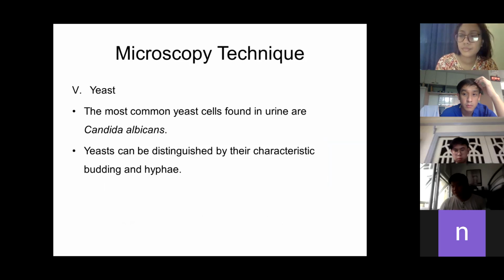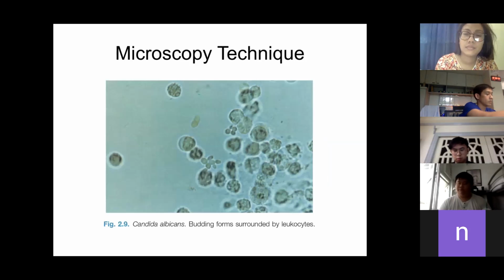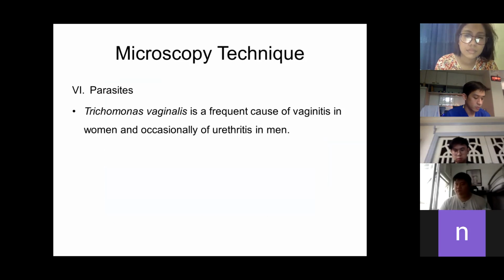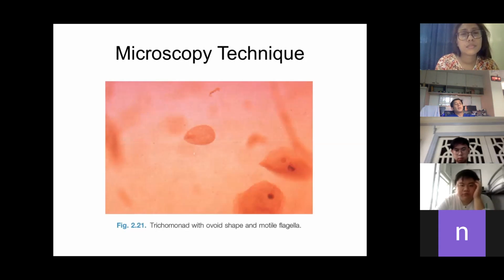For yeast, the most common yeast cells found in urine are Candida albicans. We can distinguish it by budding, and hyphae can be noted. Here is another picture of Candida albicans, budding forms. For parasites, Trichomonas vaginalis is the frequent cause of vaginitis in women and occasionally urethritis in men. Here is a picture of an ovoid shape with motile flagella.